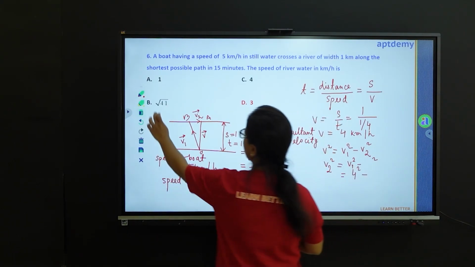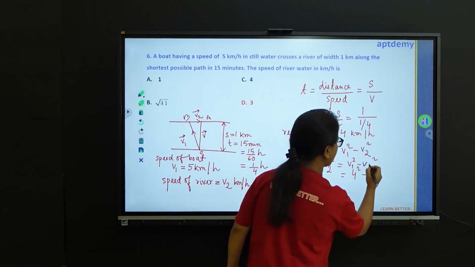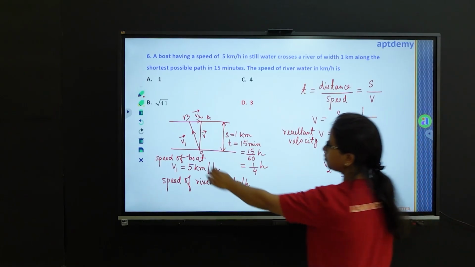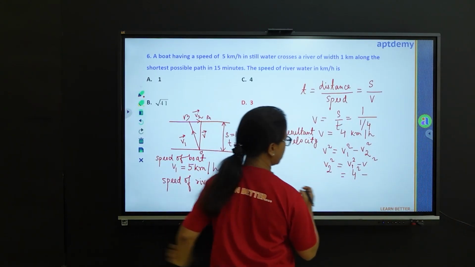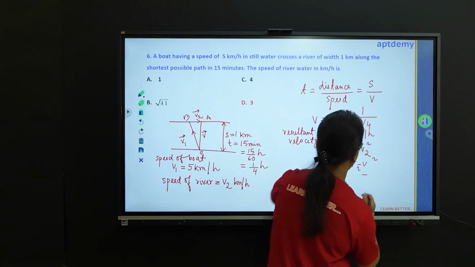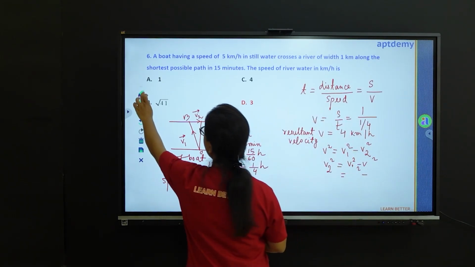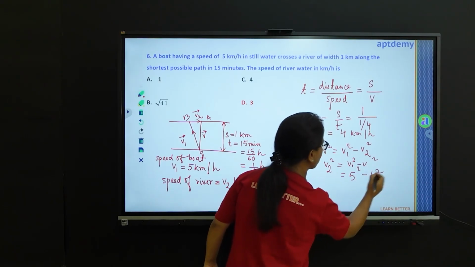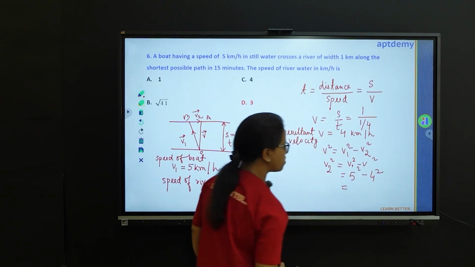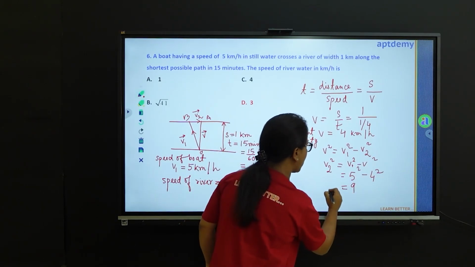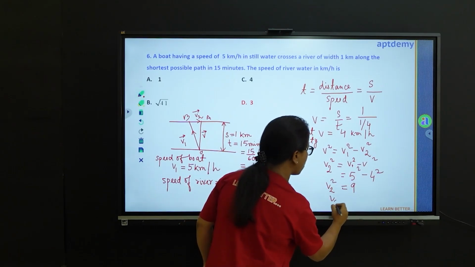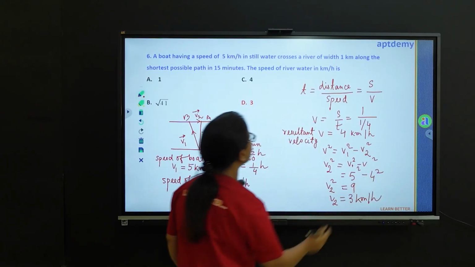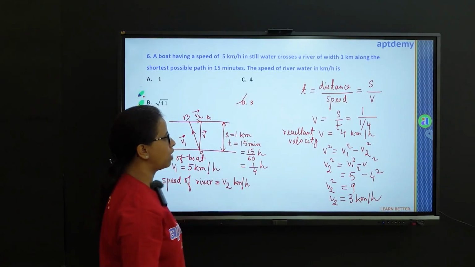This is V. So this is V square. So V1 is 5. This is 5 square and V square is 4 square. So this is 25 minus 16, or 9. We have V2 square equal 9, or V2 equal 3 kilometers per hour. So option D stands correct.